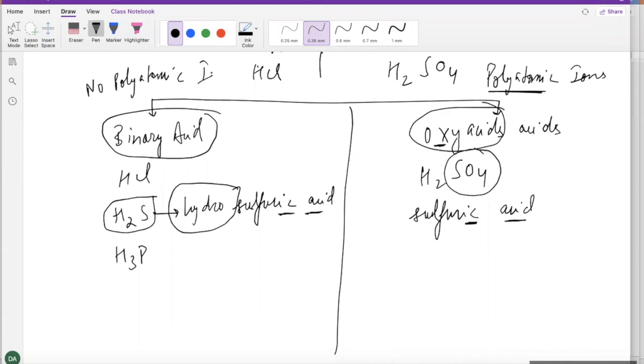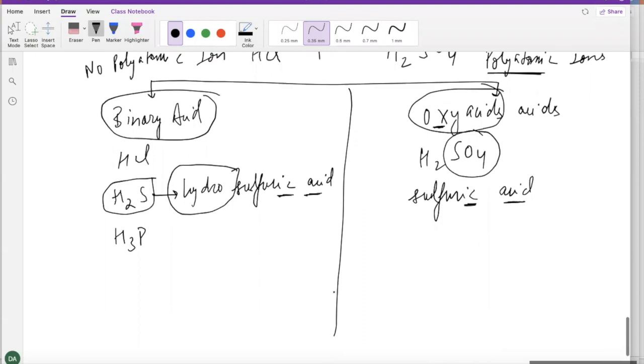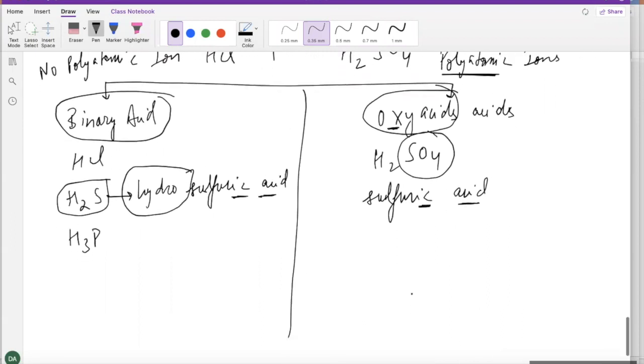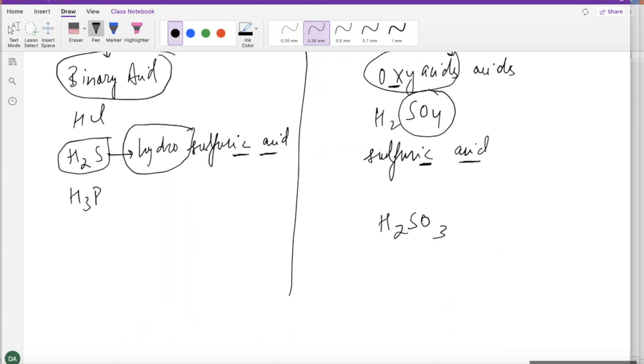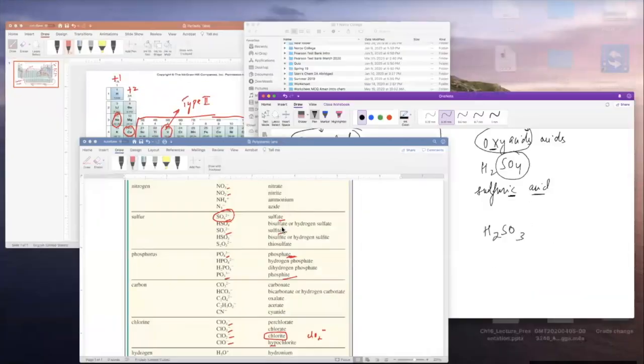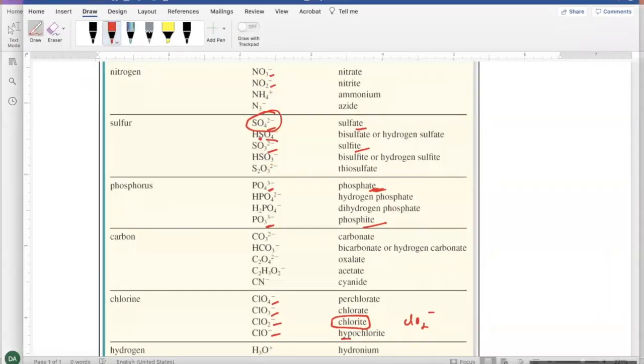Okay, so now guys, when it comes to polyatomic ions or oxyacids, we learned H2SO4 was one example, and we call this guy sulfuric acid. But then there's also one more acid with the sulfur, where you can see it's also an oxyacid. There's a polyatomic ion, but this polyatomic ion is a little different. SO3 is which polyatomic ion? Let's go here. SO3. Guys, SO3 is sulfite and SO4 is sulfate.